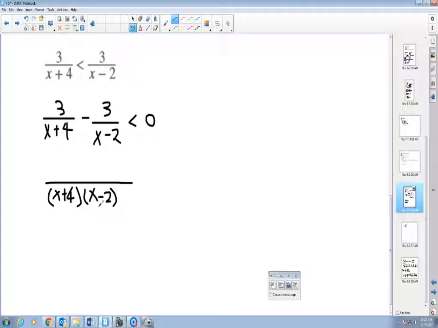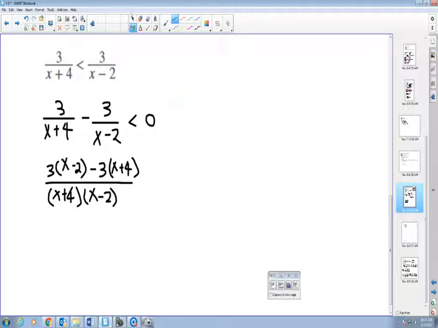So what does the LCD have that the first denominator does not have? The first denominator is missing x minus 2, so we will take that times my numerator. So that will be 3 times x minus 2. What does the LCD have that the second denominator does not have? The second denominator is missing the x plus 4, so we will take the x plus 4 times my numerator, which is -3 times x plus 4. I want to write them as one term.